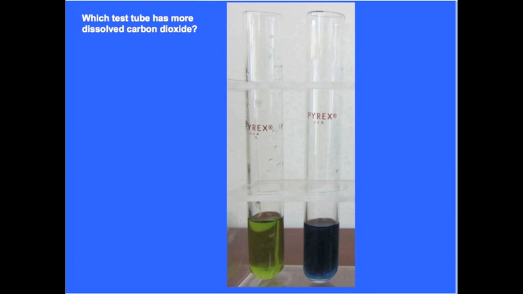A quick question, which test tube has more carbon dioxide? If you chose the green test tube, then you're correct, because BTB goes from blue to green in the presence of carbon dioxide.